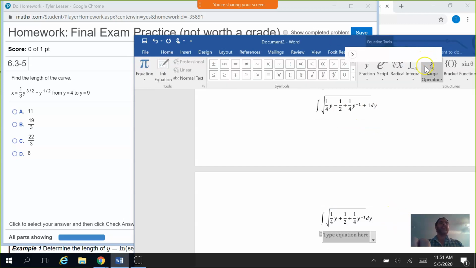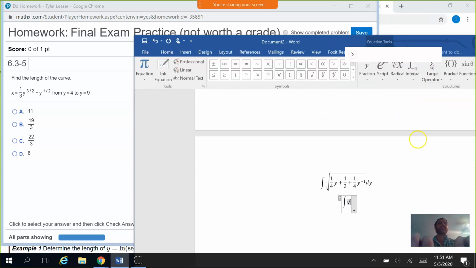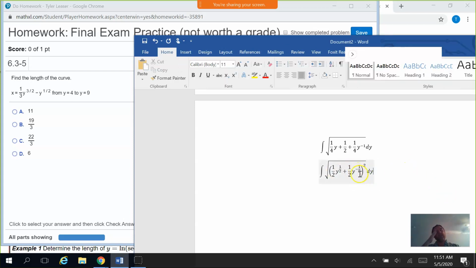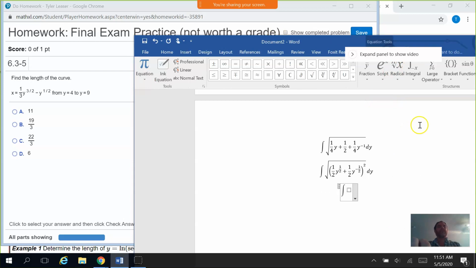And then the last step, and this is why they chose this question, because this shows up quite a bit for these types of questions, is that now we can factor this back out. This would factor out to be 1/2 y to the 1/2 plus 1/2 y to the negative 1/2, all squared. And because we have something completely squared underneath the square root, those two things cancel each other out. So now we're just going to have that 1/2 y to the 1/2 plus 1/2 y to the negative 1/2 dy.